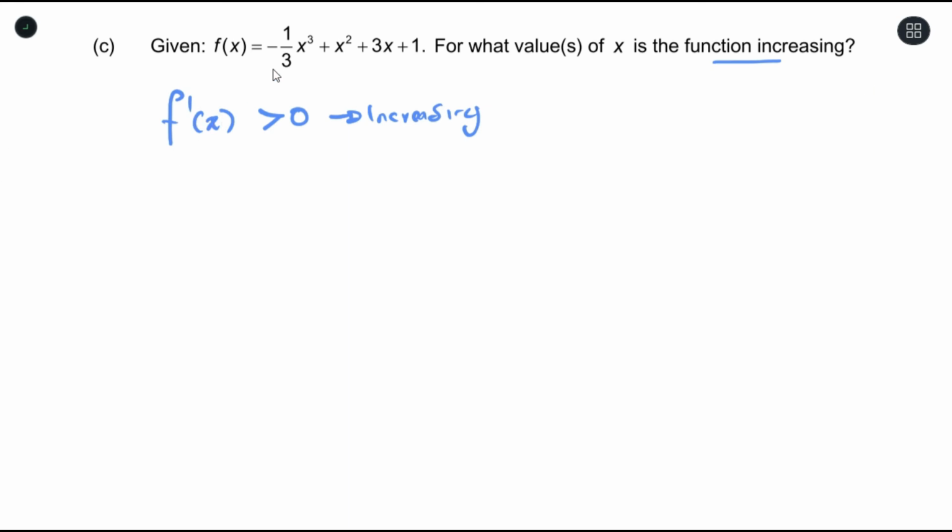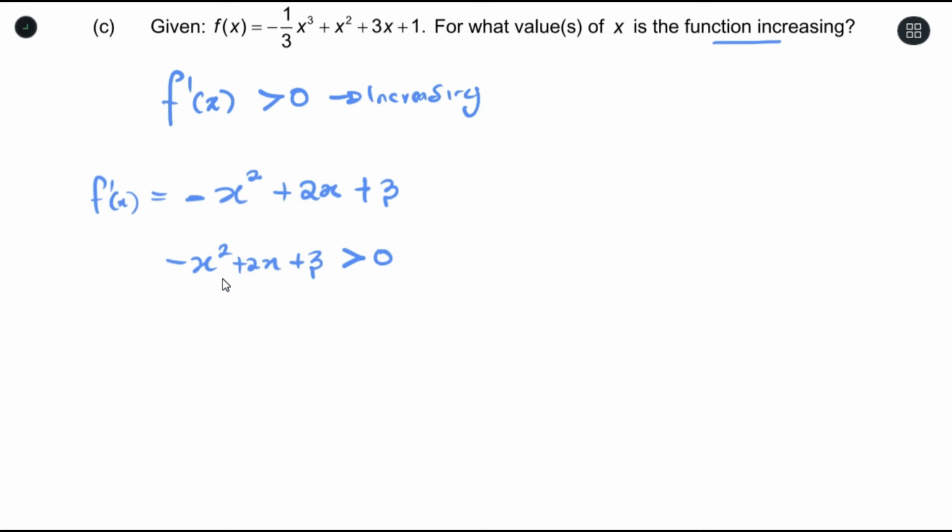So fully focusing on this, we get the derivative. The derivative of f(x) would be negative x squared, plus 2x, plus 3. Now we said that this, because that's the derivative of f(x), would be greater than 0. So this is now an inequality problem.